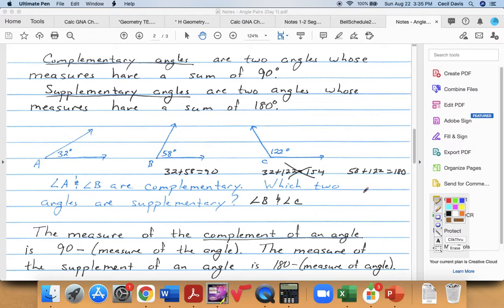So we're going to go a little deeper, though, than you went in junior high. And that's this idea. The measure of the complement of an angle is 90 minus the measure of an angle. And the measure of the supplement of an angle is 180 minus the measure of the angle. So if I am a 50-degree angle, my complement is 40 because that's what it takes to add to that angle to get 90. And again, if I'm a 50-degree angle, my supplement would have to be a 130-degree angle so that when we add those two together, we get 180 degrees.